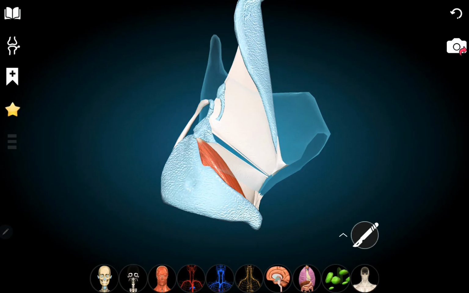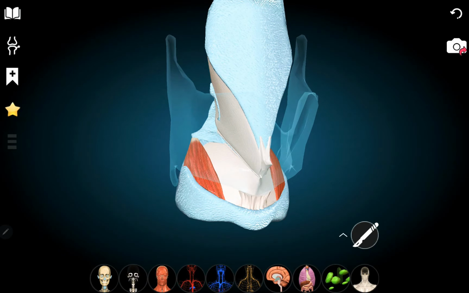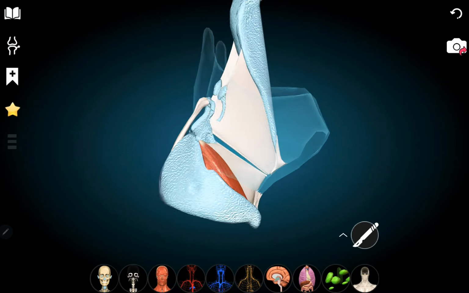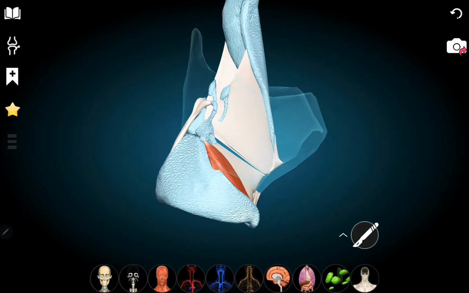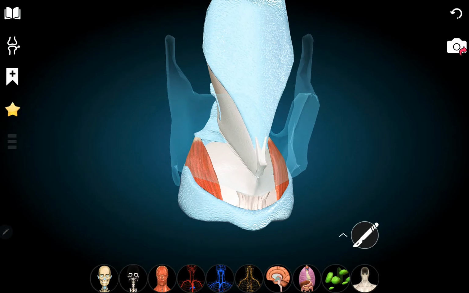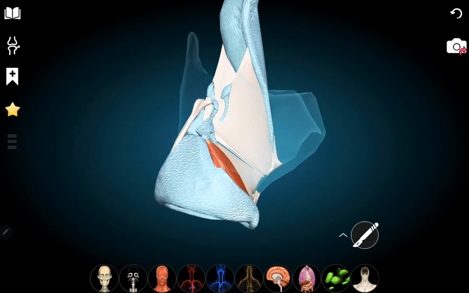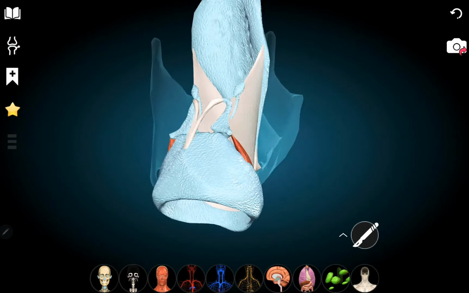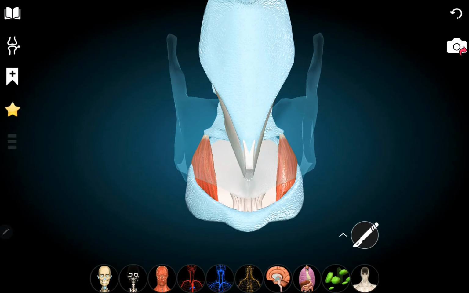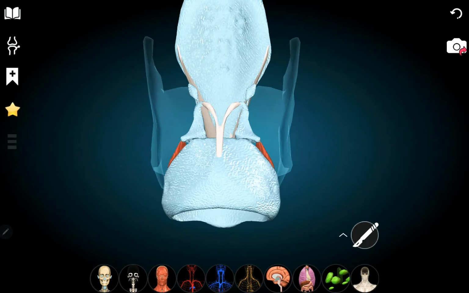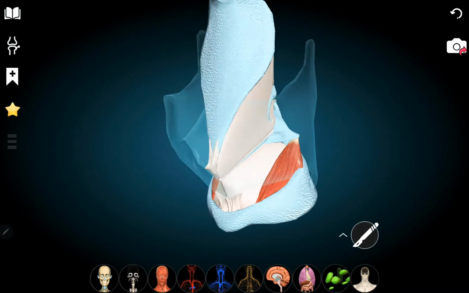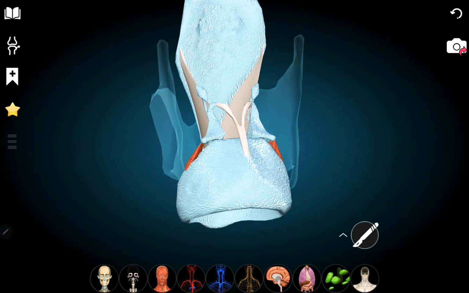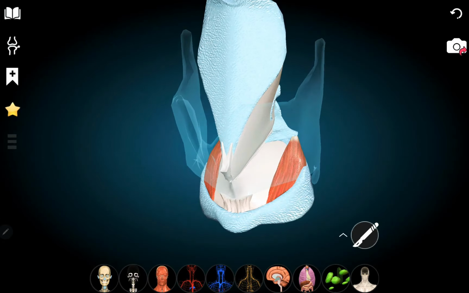Now guys, see the lateral cricoarytenoid muscle. This is present on the lateral aspect, from the cricoid cartilage, inserting posteriorly to the lateral aspect of the arytenoid cartilage. So that is why it is the lateral cricoarytenoid. It is laterally placed, and it is the adductor of the vocal cord. So it is going to close the vocal cords.